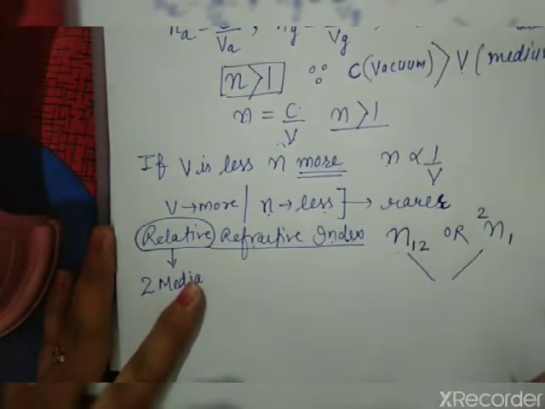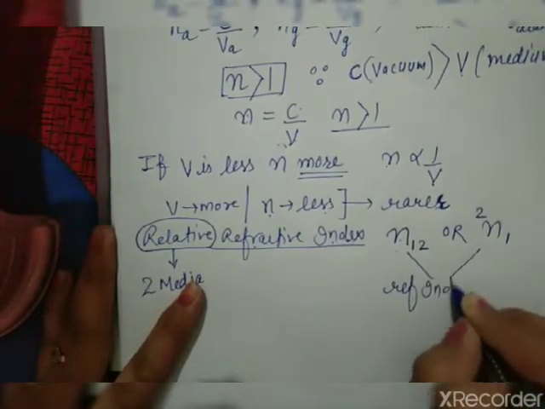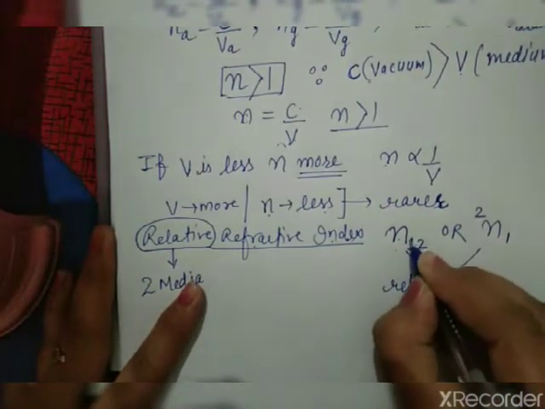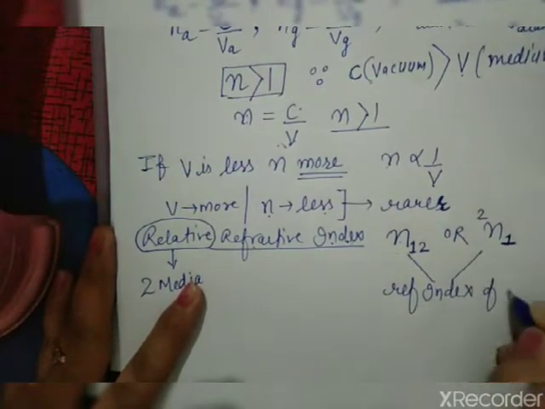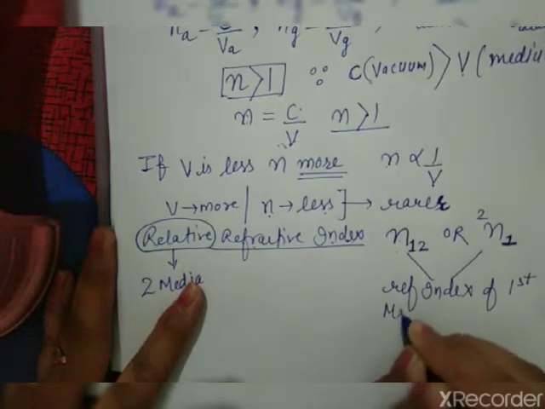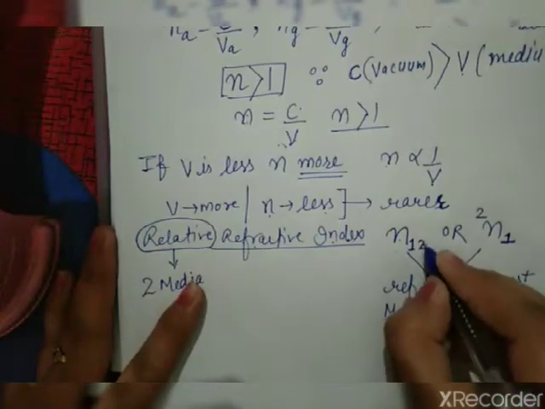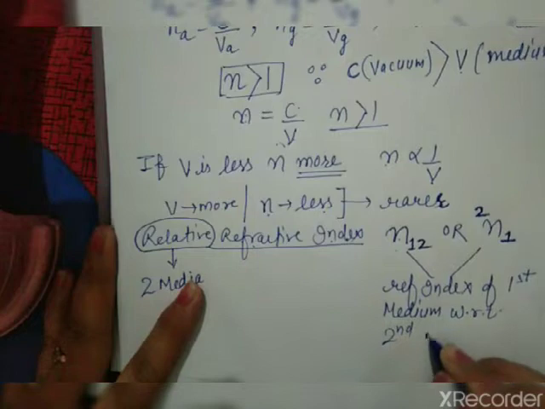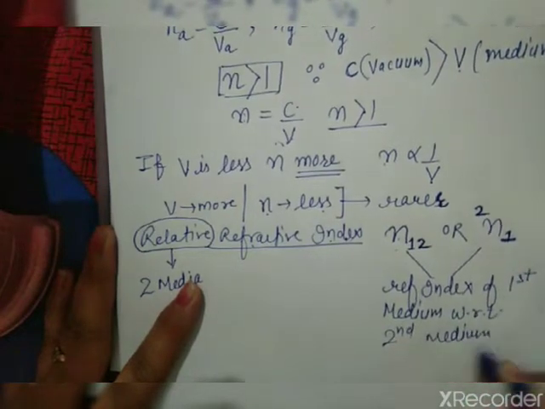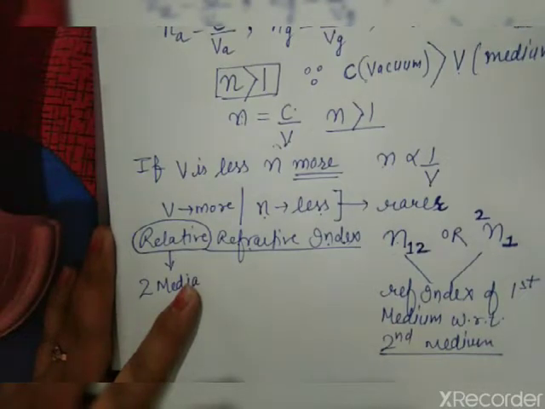What does it mean? How to read it? It means n is the refractive index. First you have to read the subscript that is placed here first. It means refractive index of the first medium with respect to the second medium. Okay, the refractive index of the first medium with respect to the second medium, that is termed as relative refractive index.